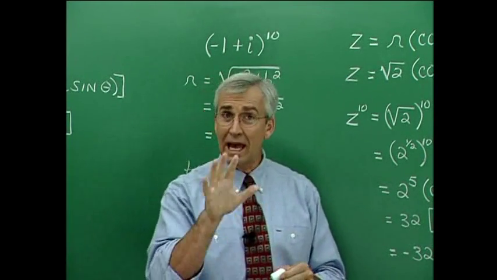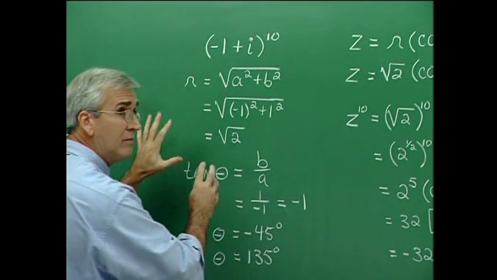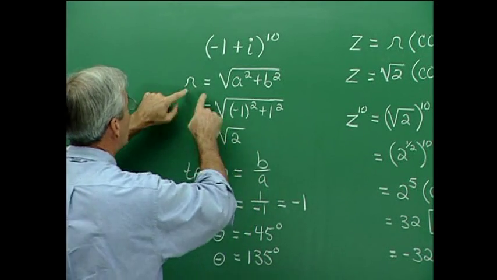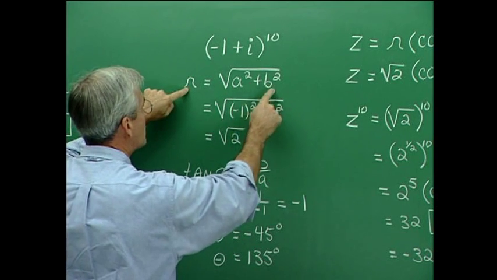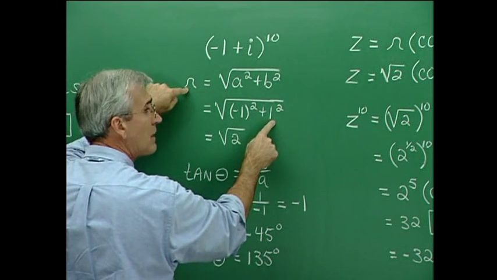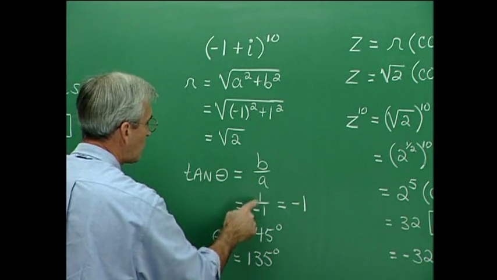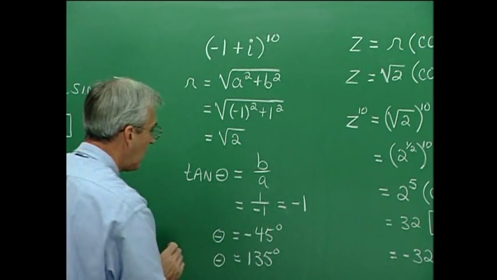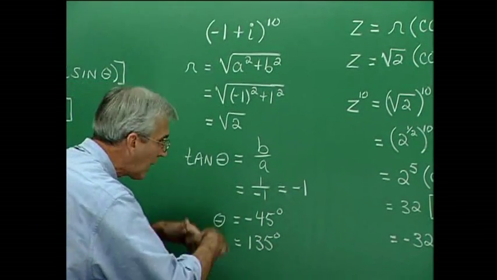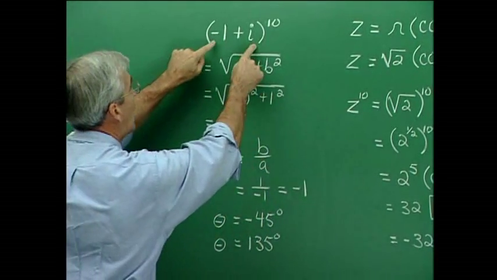But what we can do here, the most efficient way, is to identify the r and the theta and go into the trigonometric form of the complex number like this. The r is the square root of a squared plus b squared. A is the -1 here, and b is the coefficient of i, understood to be 1. So the square root of 2 is r. Tangent theta is b over a, and that's 1 over -1, which is -1, and the inverse tangent of -1 is -45 degrees.